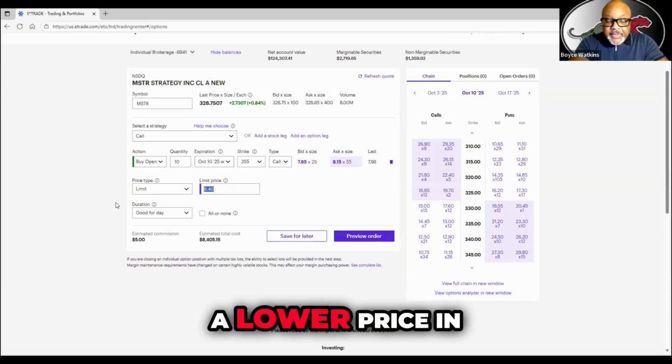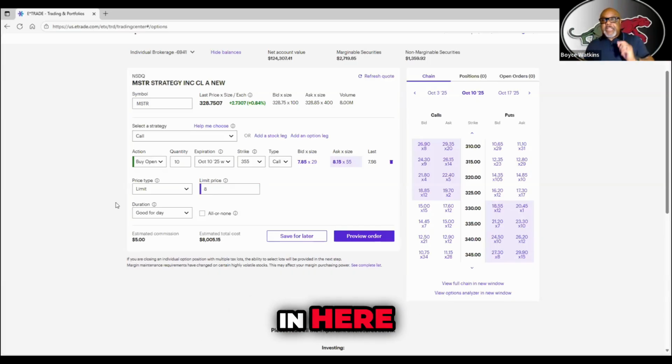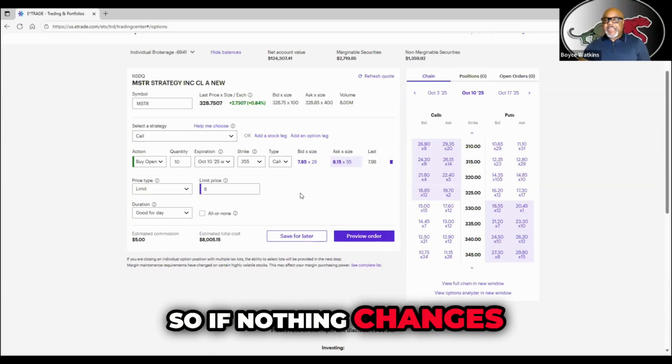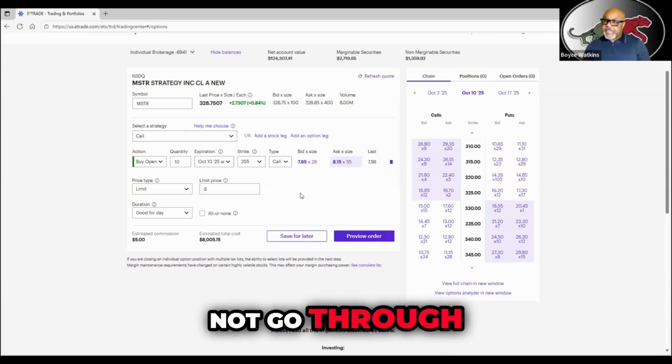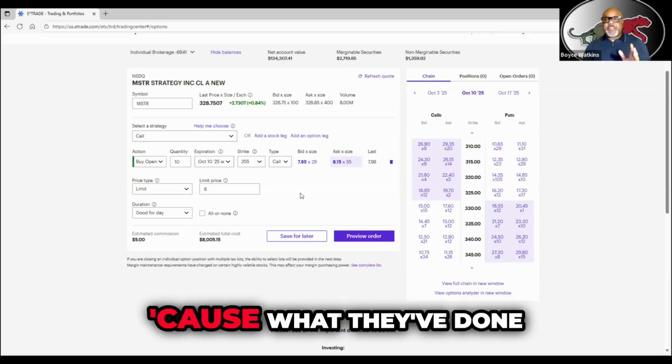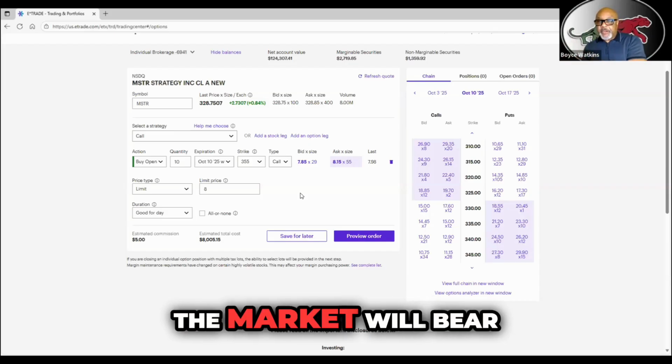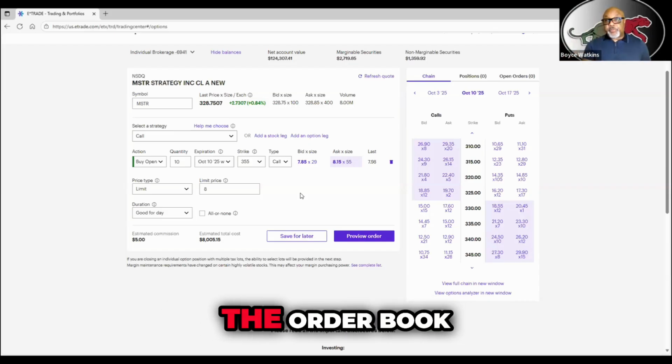Or I could put a lower price in. I could put eight in here. And here's what will happen if I put in eight. Right now, the asking price is 815. So if nothing changes, my order will not go through. I will not get a trade confirmation. Because by me putting eight in when the market price is 815, I'm bidding less than the market will bear. They'll put me in the order book.